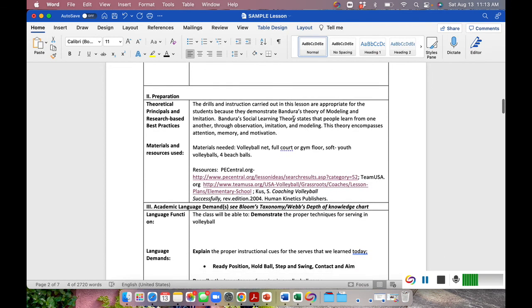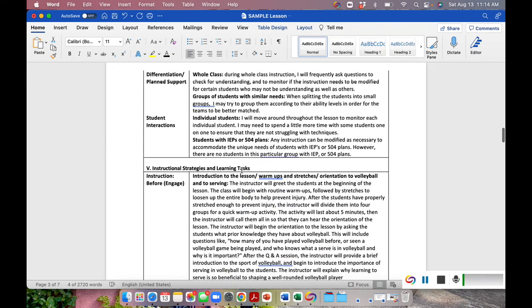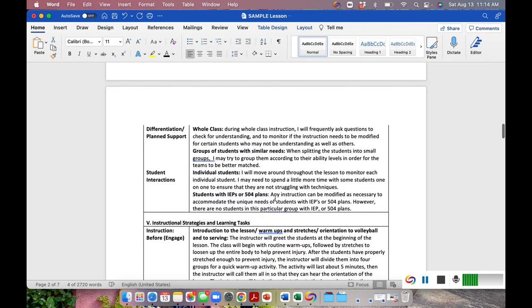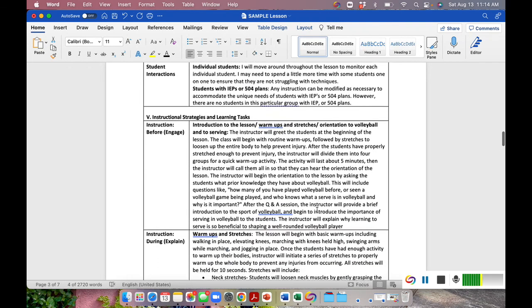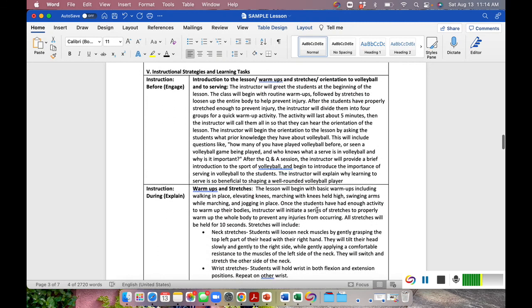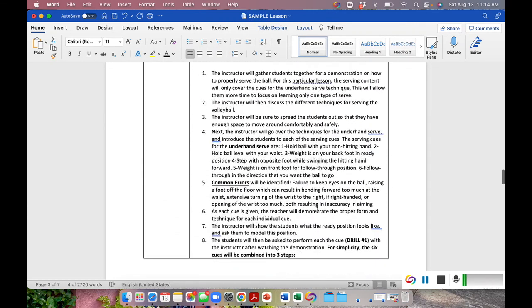Theoretical principles and research-based practice. This needs to be a part of your lesson. Language, very important. Think about your action verbs here. Remember that the IEPs and 504s must be adhered to no matter what. Your instruction needs to be detailed enough that if someone came into your room and picked up your lesson, they would know exactly what you need done with the students.